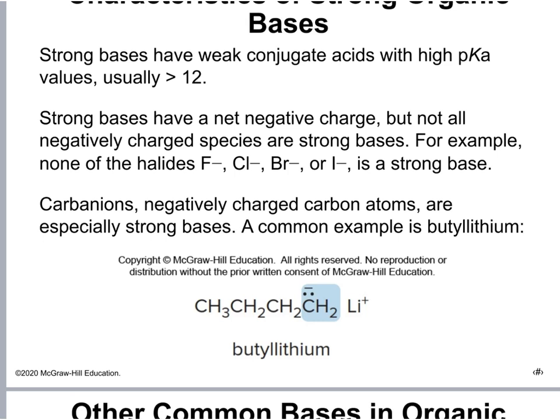Characteristics of strong bases, they usually have high pKa values. I would say even higher than 12. Butyl lithium, you see when you make lithium a positive, that's going to give this carbon a negative, and that is a very strong base. So carbon anions.